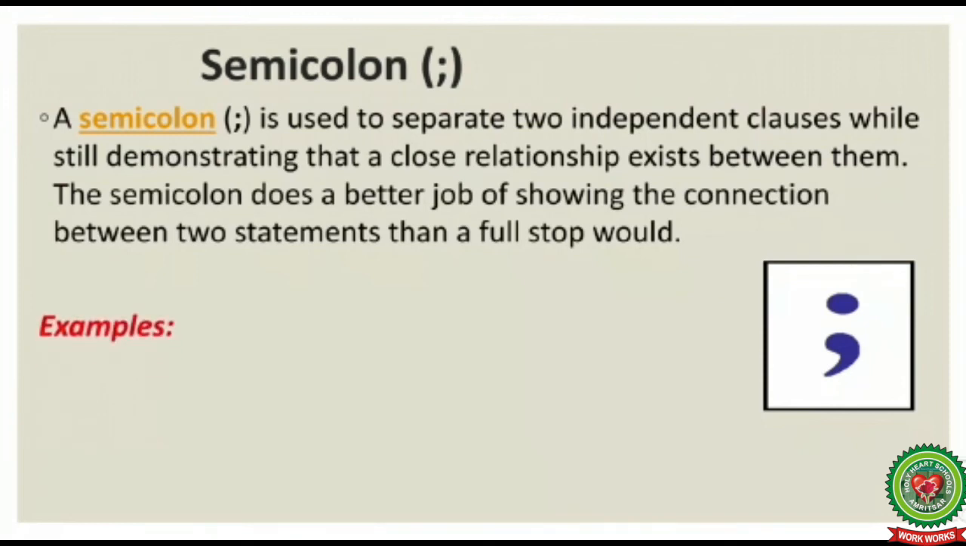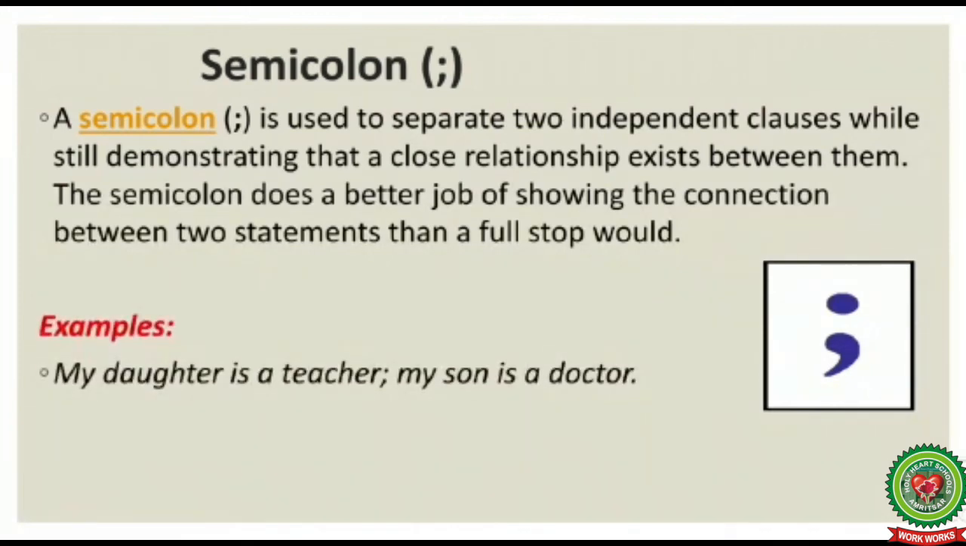Look at the examples for better understanding. My daughter is a teacher; my son is a doctor. Here, in this statement, my daughter is a teacher is one complete independent clause, and my son is a doctor is another complete clause. But they are brother and sister in a close relationship, so we have used a semicolon to separate the two clauses.